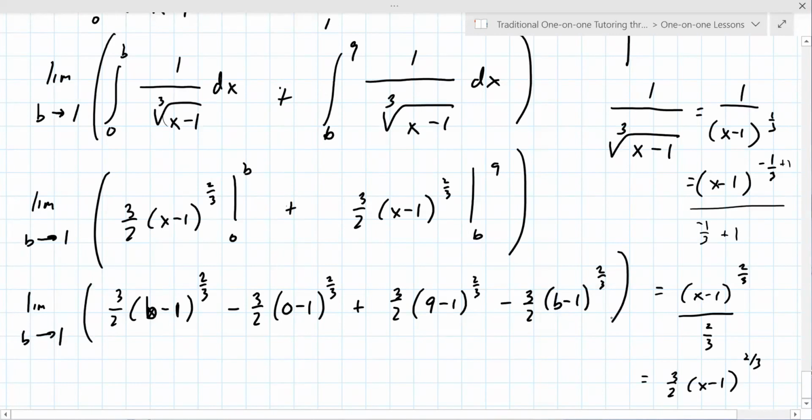But you might find it works out nicely. When you put 1 in for b, this does become 0. Over here, it's the same thing, because it's 1 minus 1 to the 2/3 power, which is 0 to the 2/3 power, so that's 0. And this is 0 here. Now they do cancel out because of that, but not because they were the same. You have to do the limit.